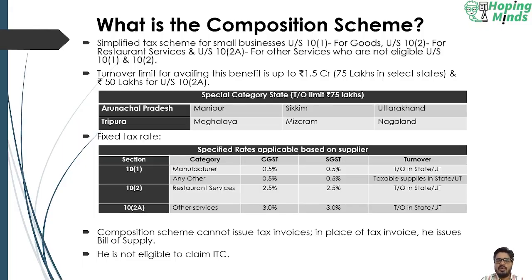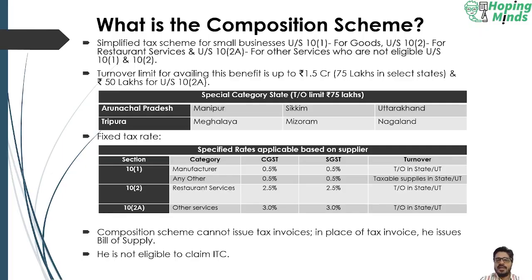Then section 10(2). 10(2) governs the restaurant services. Under this, the rate applicable is 2.5% under CGST and 2.5% under SGST. So total 5% GST has to be paid on the total value of turnover within the state. Again, the restaurant services can also operate within their states and interstate transactions are not allowed. Then section 10(2)(a), that is other services. Under this, the rate of GST is 3% under CGST and 3% under SGST. Again, the transaction must be within the states.